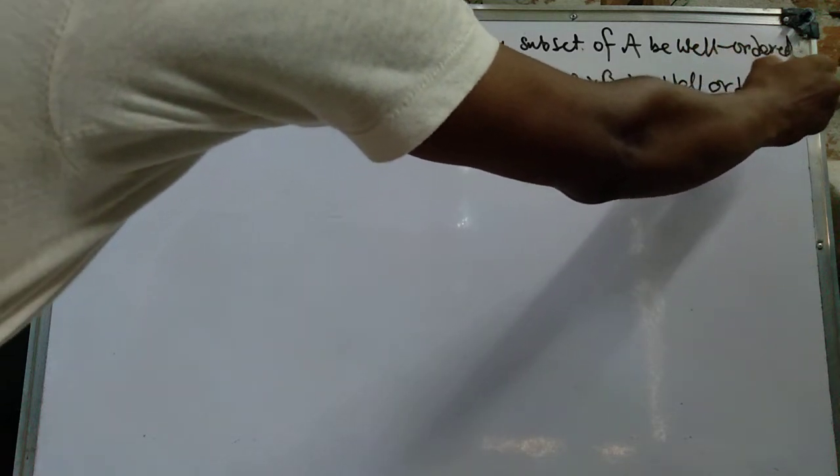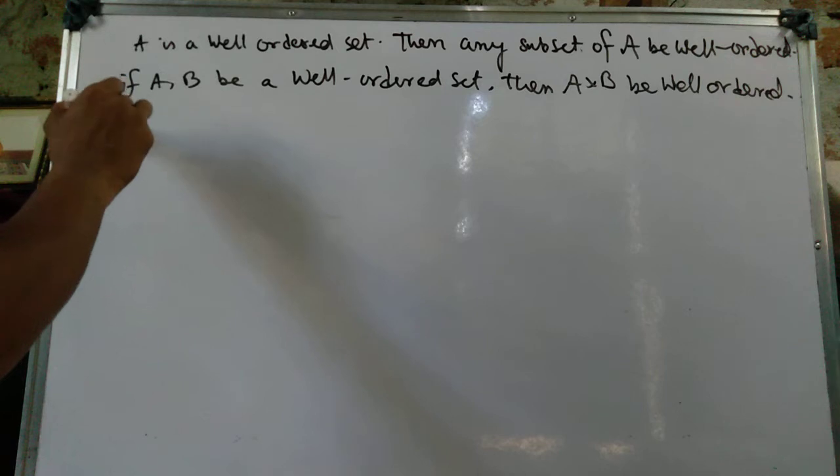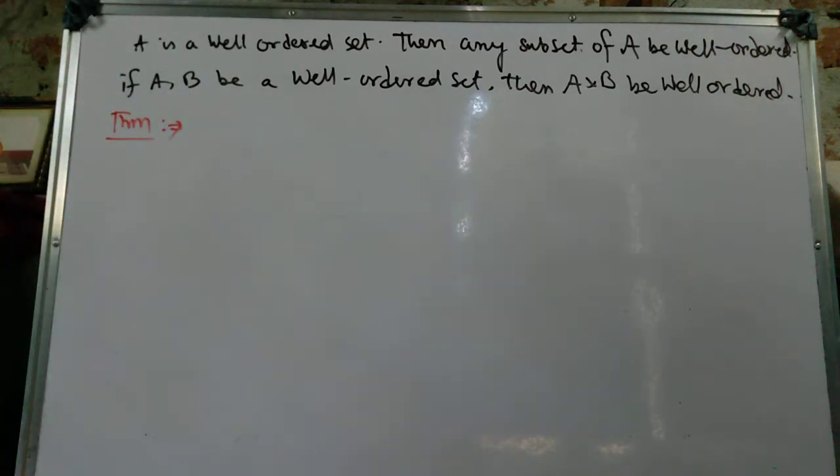Well ordered means every subset of A has a smallest element. If every subset of A has a smallest element and every subset of B has a smallest element, then every subset of A Cartesian product B has a smallest element. Now we discuss one important theorem. We'll first write the statement of the theorem.